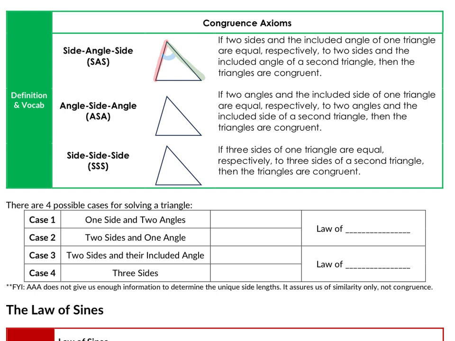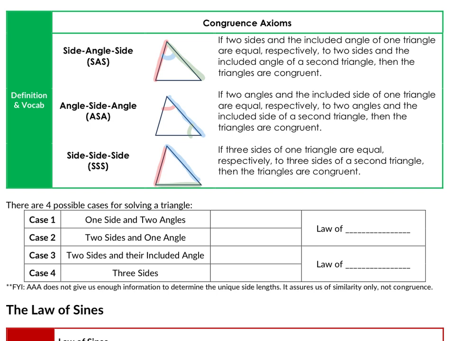Or you had angle, side, angle, so we could have an angle and then a side and then an angle, and that was another way to determine that two triangles were congruent to each other. And then the last one is side, side, side. So if all three sides of the triangle were the same length and corresponded to each other, then we could say that those triangles were congruent.